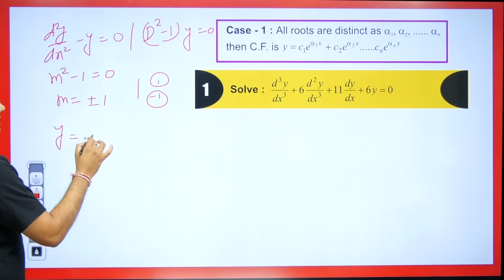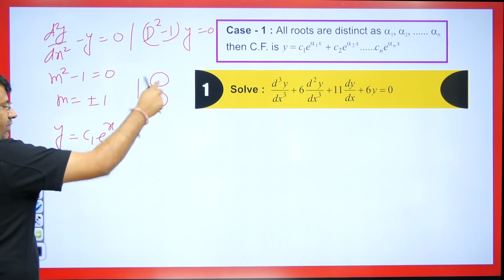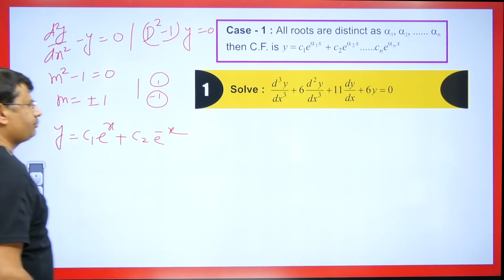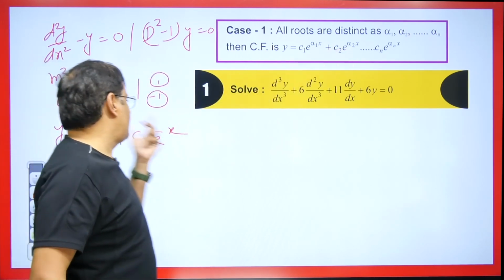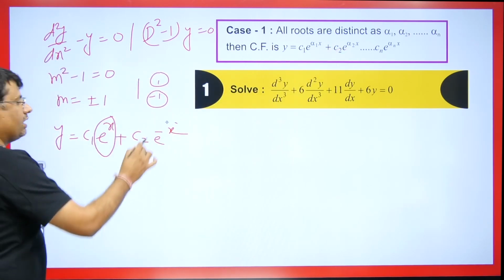So the CF will be c1 e to the power alpha 1 x, and the value of alpha 1 is 1. And c2 e to the power alpha 2 x, where alpha 2 is minus. So this becomes minus. Now what does this mean? This means that these two are its solutions.